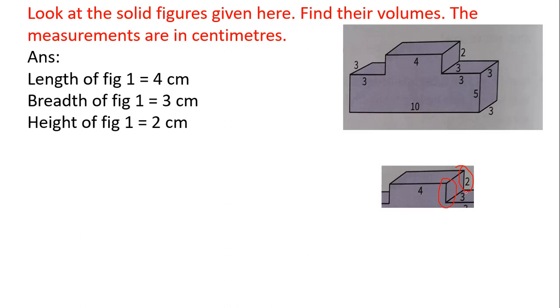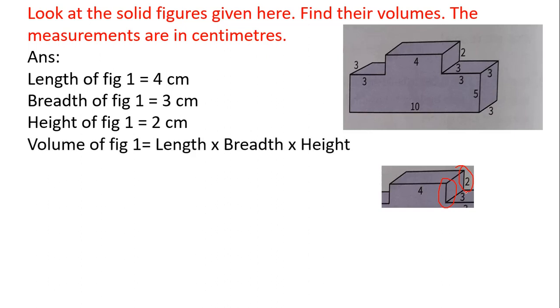Now I will apply the formula to find the volume of this figure 1. Volume of figure 1 is equal to length into breadth into height. Substitute the values: 4 cm into 3 cm into 2 cm. 4 into 3, 12, 12 into 2, 24, centimeter into centimeter into centimeter, cubic centimeter. Hence, we got the volume of figure 1 as 24 cubic centimeter.